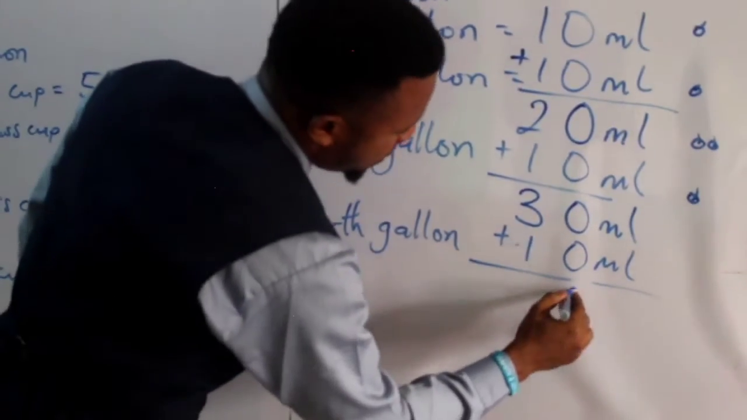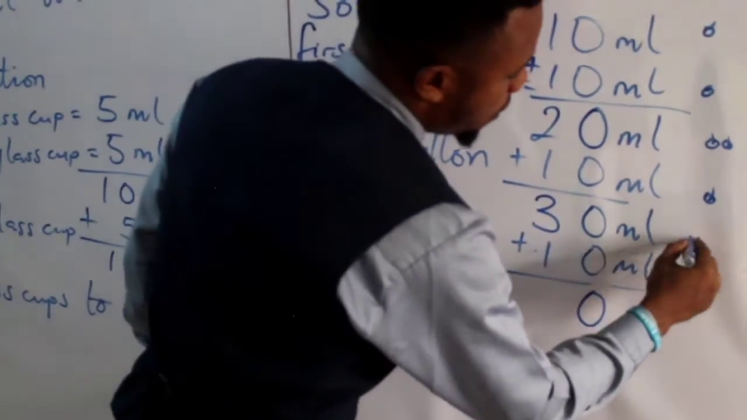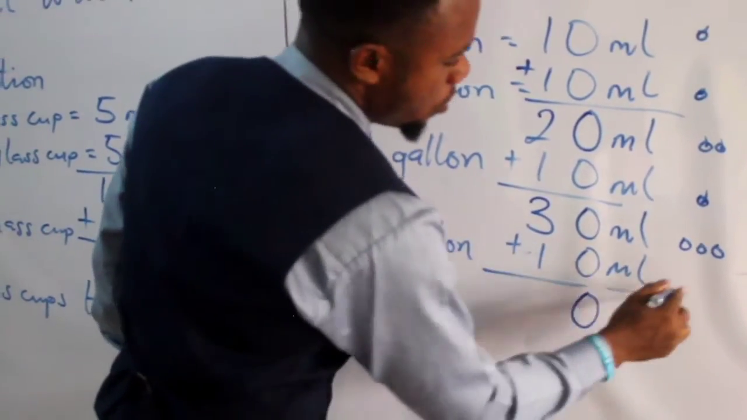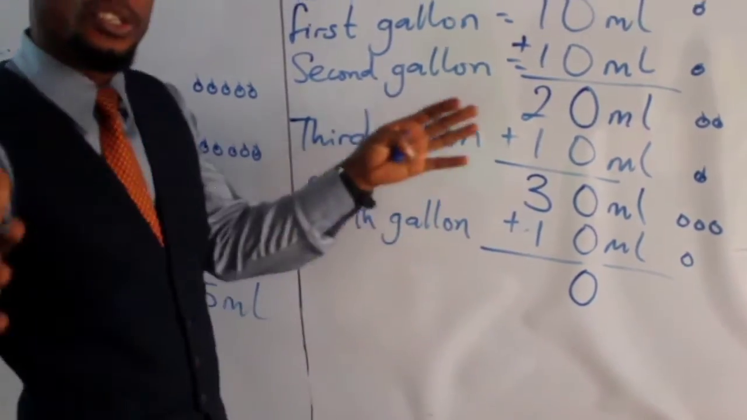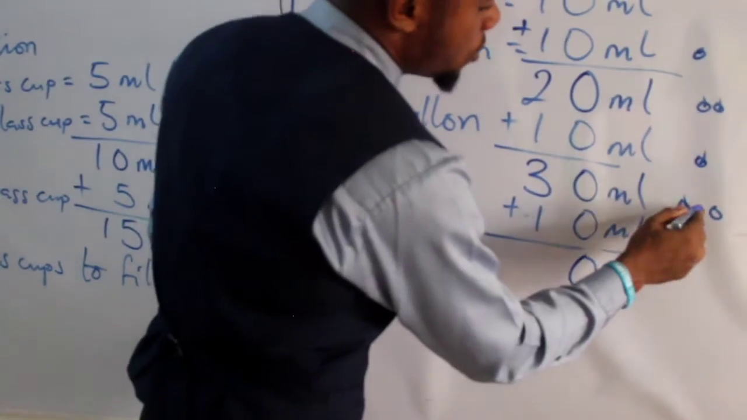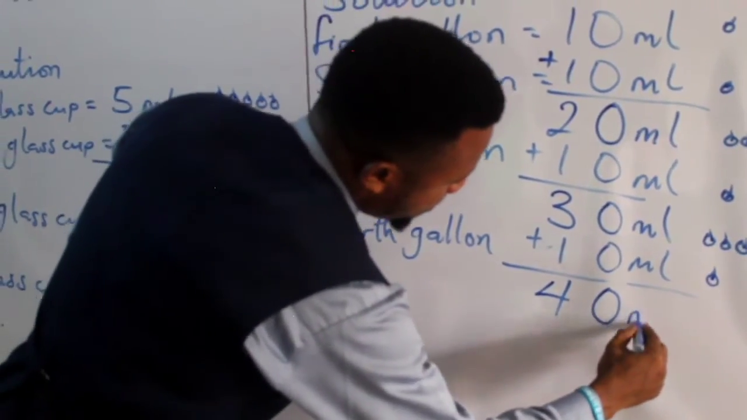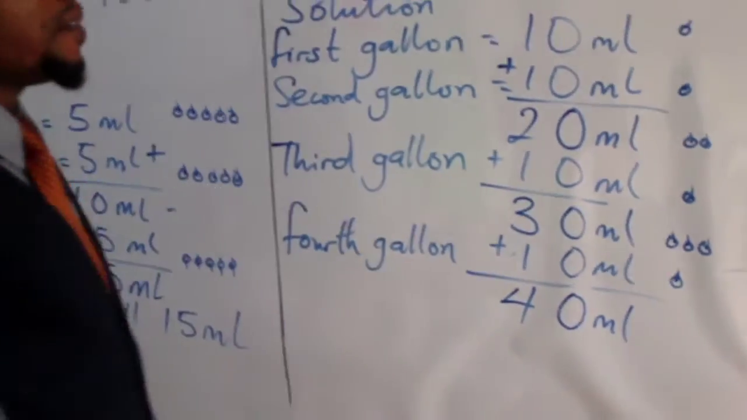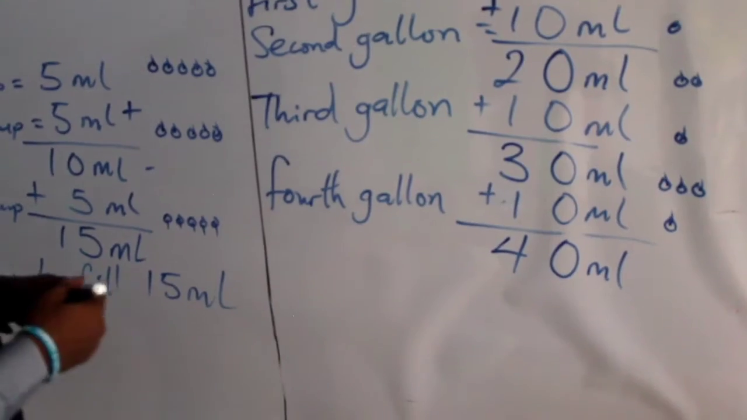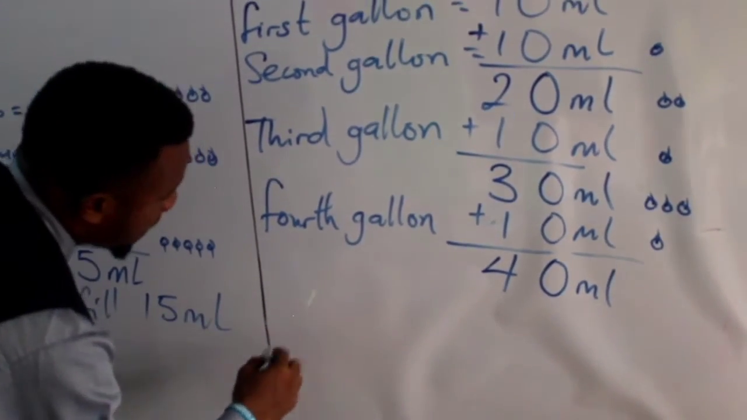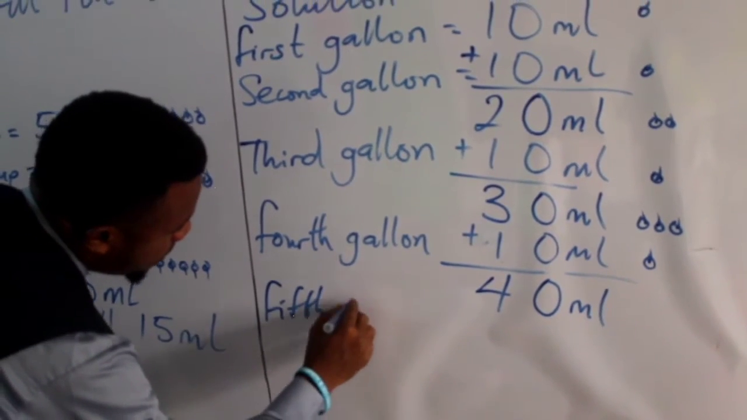0 plus 0 is nothing, which is 0. 3 plus 1. 1, 2, 3. 1. So we have how many all together? Remember, we are doing addition all together. 1, 2, 3, 4. Wow, it's still not up to 50. So can we still add more? Yes, we can still add more. Let's see if we can add 1 or 2. This is the 5th gallon.